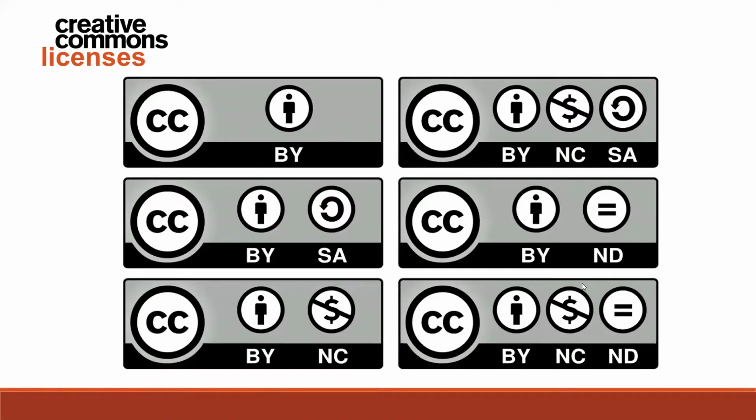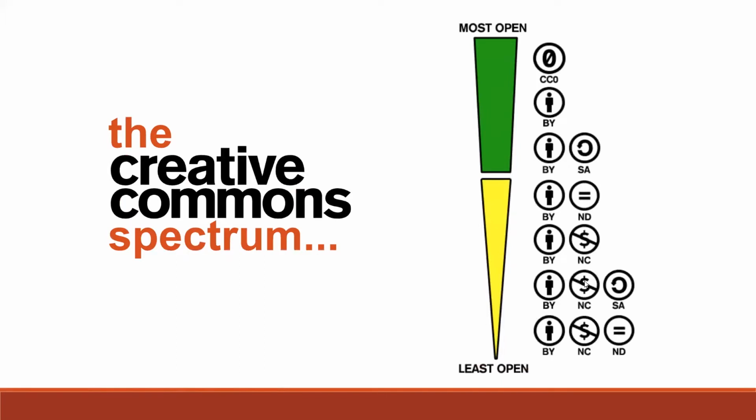Authors are free to apply any of these licenses in any combination to their work. Here are a few examples. Combined in this way, licenses range in degree of openness for users. At the top, CC BY allows you to do anything you want with the work, remix it, even make money using it as long as you give the original author credit.